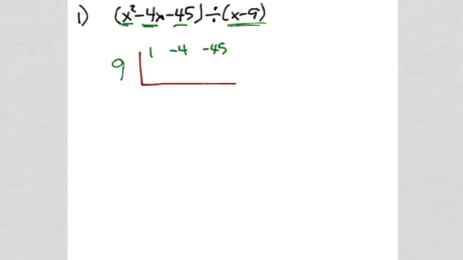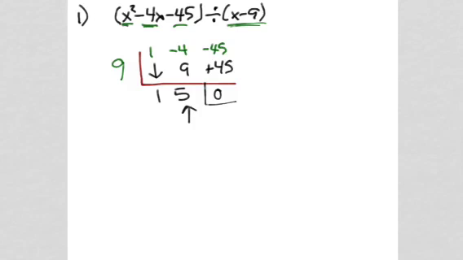All right, now let's start the process. First step is going to bring down this 1. Now multiply it by 9. 9 times 1 makes 9. Now add the next column. Negative 4 plus 9 would make positive 5. Multiply. 9 times 5 is positive 45. Last column is going to be our remainder, and 45 and negative 45 makes 0, so luckily we don't have a remainder. Now back to my answer.